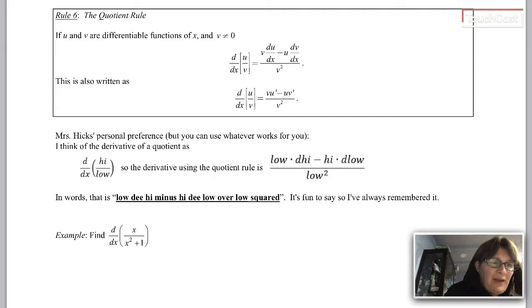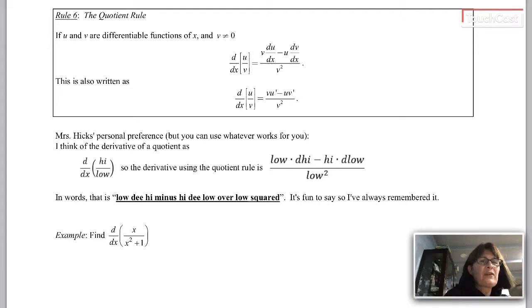So you might find joy in saying low d high minus high d low all over low squared, which is what I learned when I was in high school, and I've always remembered it, so you might prefer it. Or feel free to use one of the versions that's in the box up at the top.